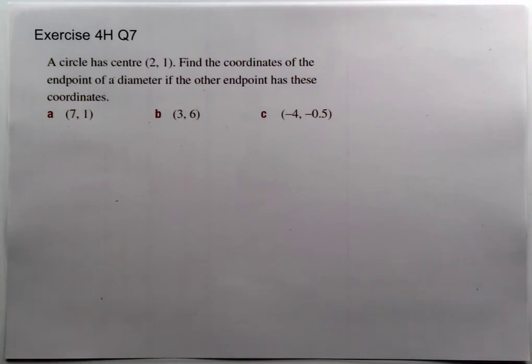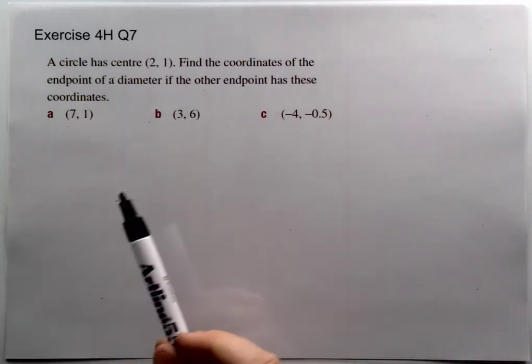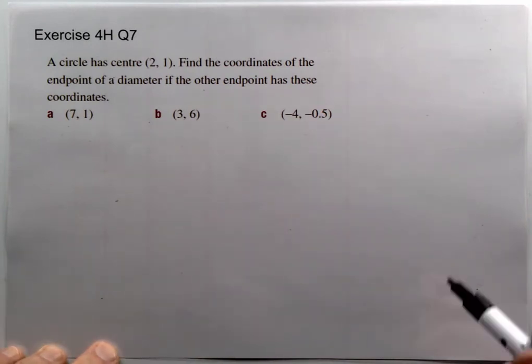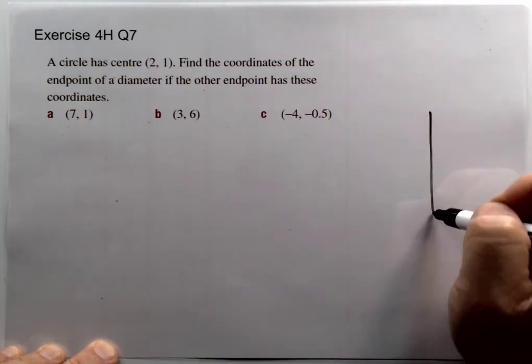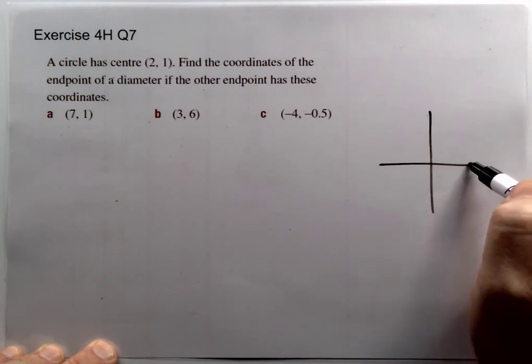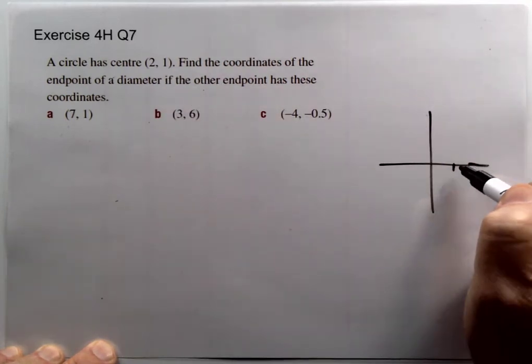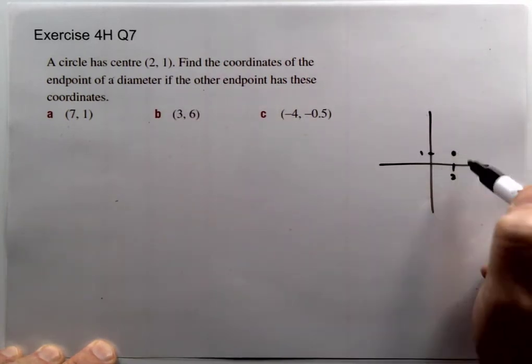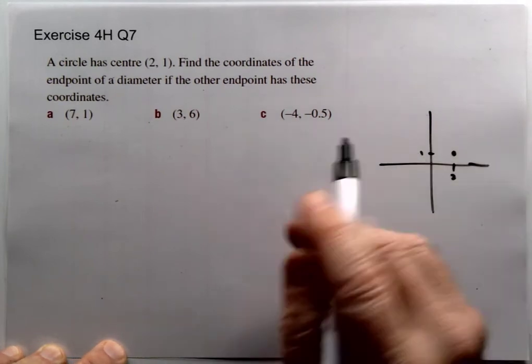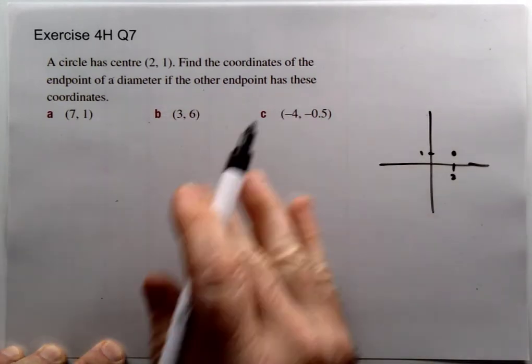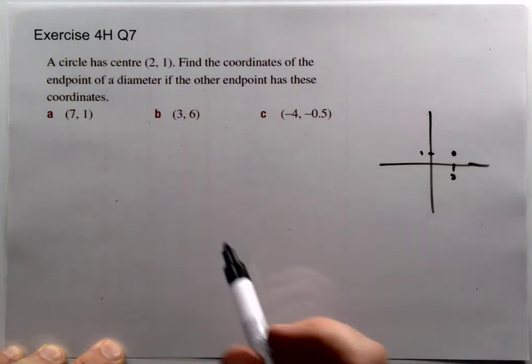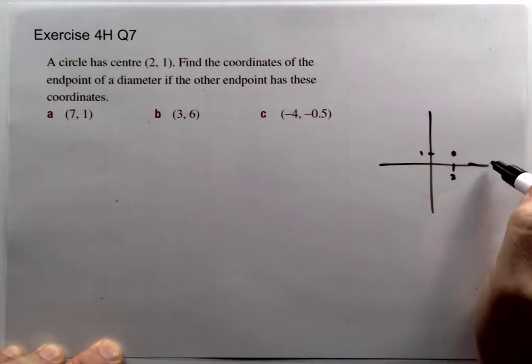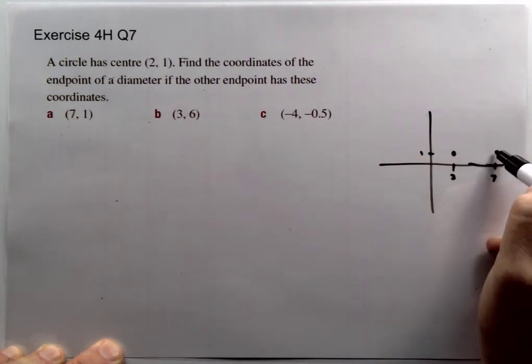Okay, this time we're told the centre of the circle, and we're told one end of the diameter, and we need to find the other end. Now the quickest way here is to draw yourself a little bit of a sketch. So we've got the point 2, 1, so there's the centre of the circle. We don't know the radius, and they're not necessarily always going to be the same circle. So 7, 1 would be over here.